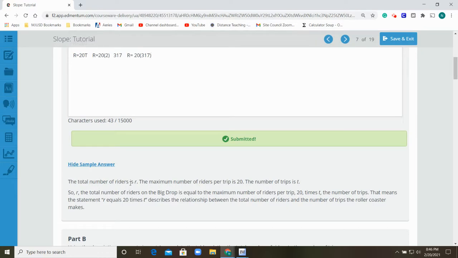The total number of riders is R. The maximum number of riders per trip is 20. The number of trips is T. So R, the total number of riders on the Big Drop, is equal to the maximum number of riders per trip, 20, times T, the number of trips. That means the statement R equals 20 times T describes the relationship between the total number of riders and the number of trips on the roller coaster.